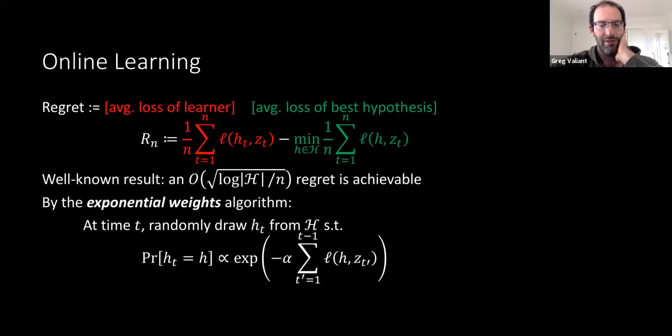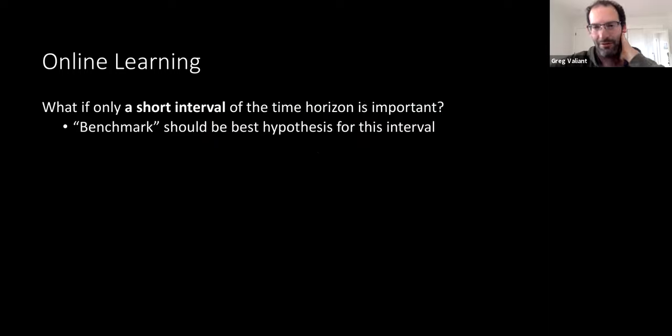n. The motivation for thinking about this selective learning problem is, what if we only really care about a short interval of time? Like, we don't want to predict something at every time step. We just really want to make our prediction for one short, discrete time interval. And for that, the benchmark really should be the best hypothesis for the little interval that we're trying to make our prediction for, not the best hypothesis over some enormous time horizon.